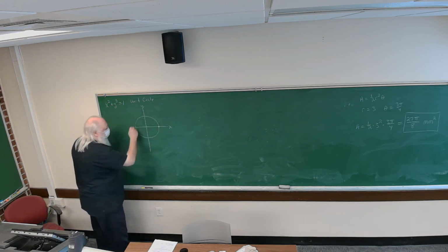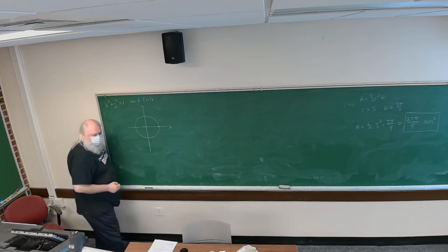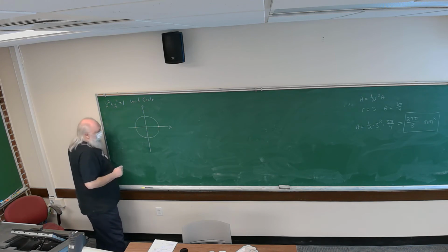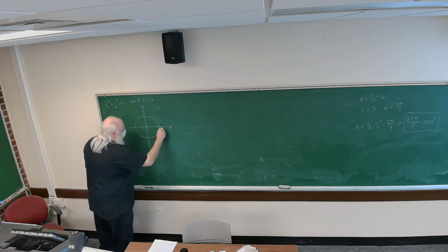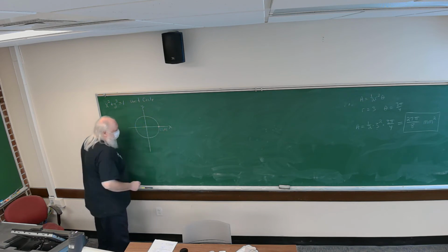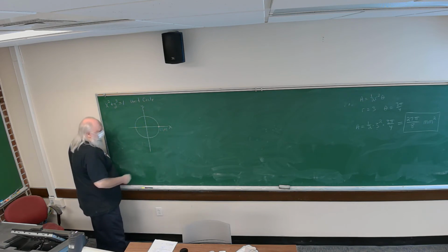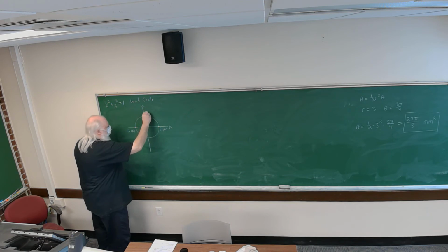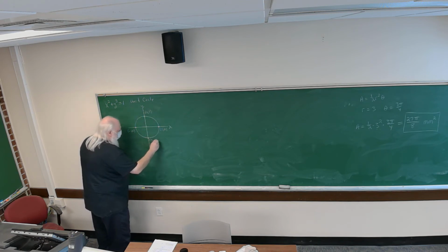And you know that every point on the circle, the x and y coordinates for that point, have to satisfy this equation up here. The x-intercepts in the graph of the circle are at (1, 0) and (-1, 0), and the y-intercepts are at (0, 1) and (0, -1).